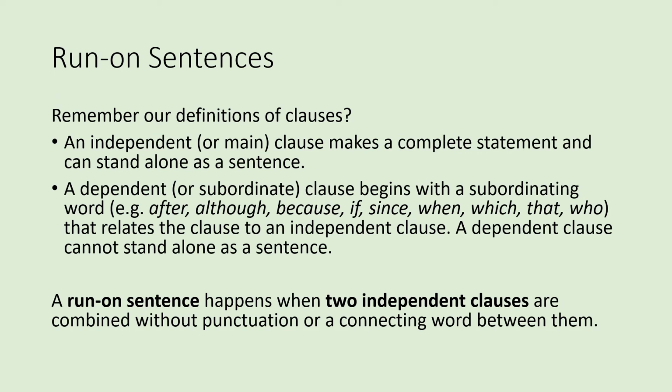Okay, so we've spent a lot of time on clauses and fragments, but hopefully that will have set you up really well to be able to identify and correct run-on sentences a little bit easier. So let's just review for a second our definitions of clauses. An independent clause or a main clause makes a complete statement and can stand alone as a sentence. Remember, a dependent clause can't stand alone as a complete sentence. So a run-on sentence happens when two independent clauses are combined without punctuation or a connecting word between them.